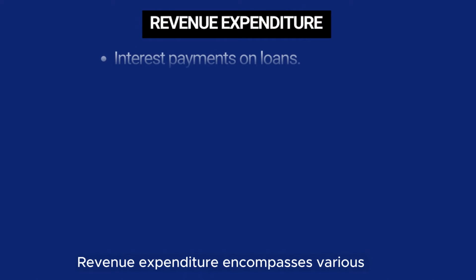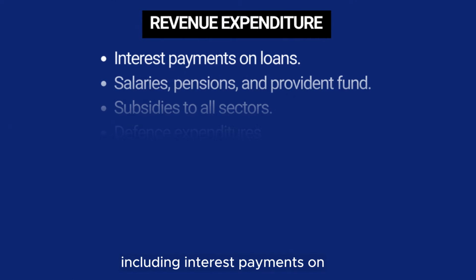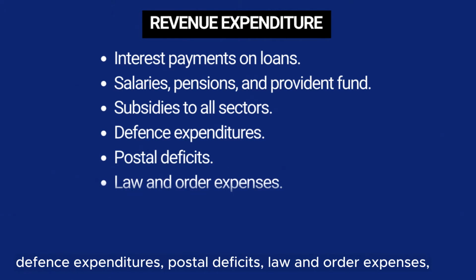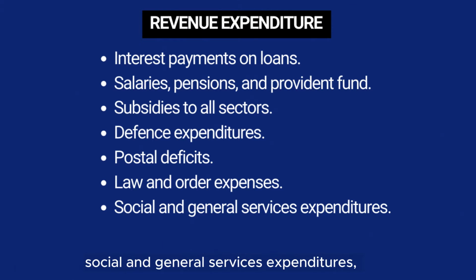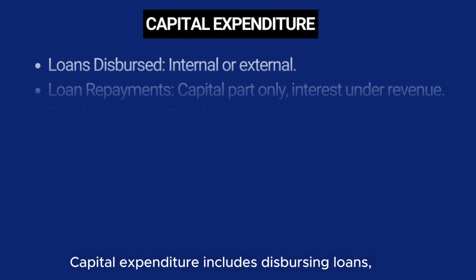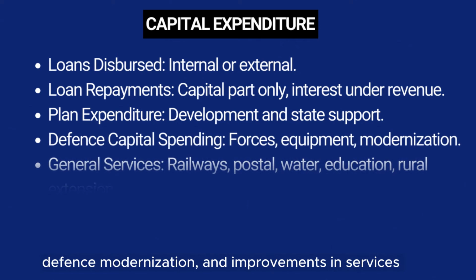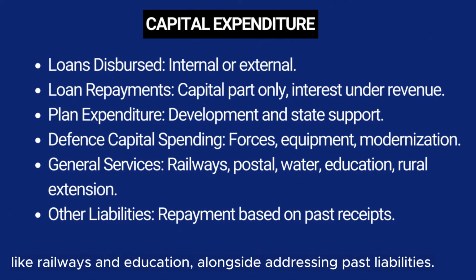Revenue expenditure encompasses various day-to-day expenses incurred by the government, including interest payments on loans, salaries, pensions, subsidies across sectors, defense expenditures, postal deficits, law and order expenses, social and general services expenditures, as well as grants allocated to states and foreign countries. Capital expenditure includes disbursing loans, repayment of loan capital, development spending, defense modernization, and improvements in services like railways and education, alongside addressing past liabilities.